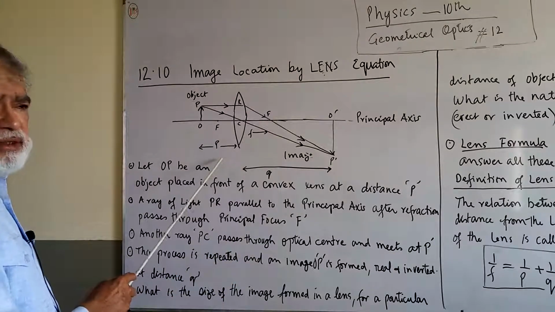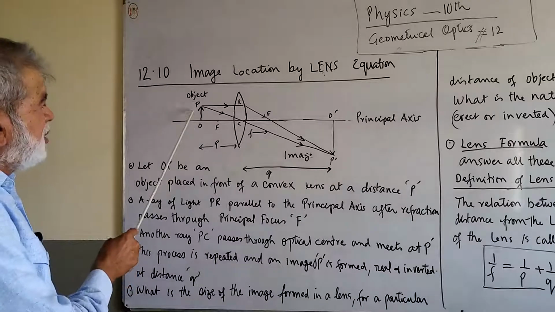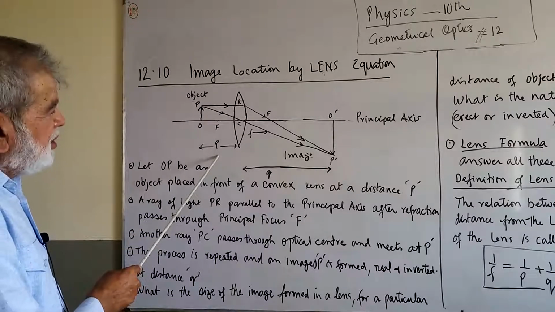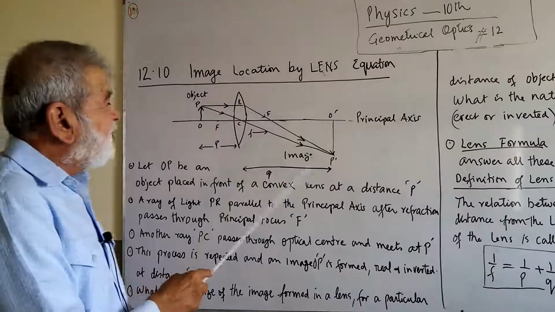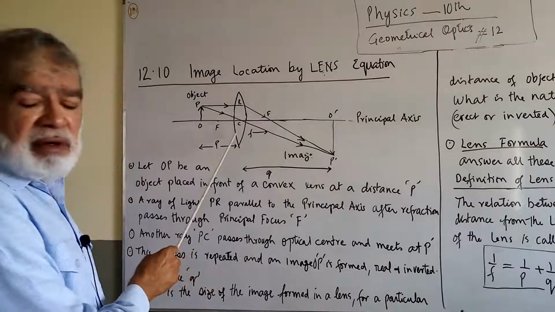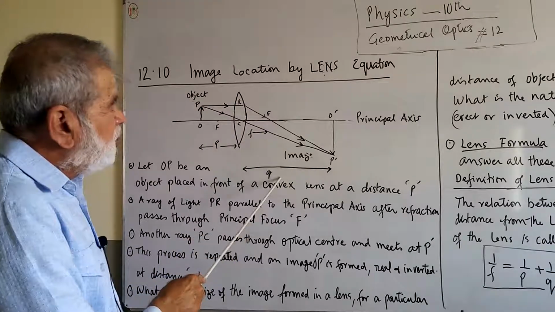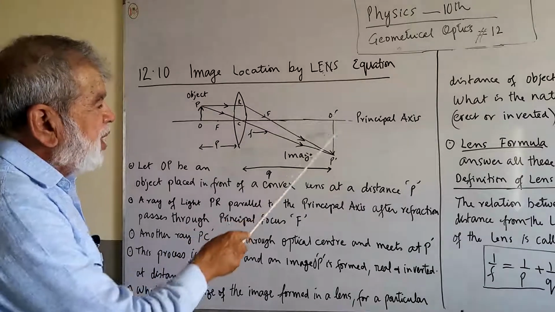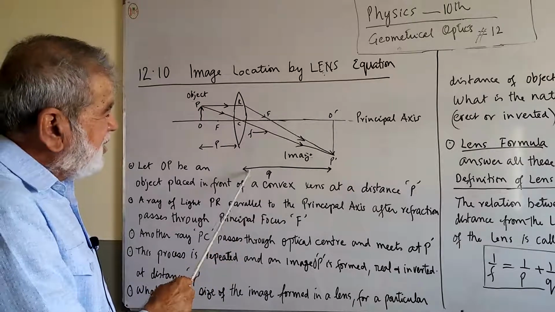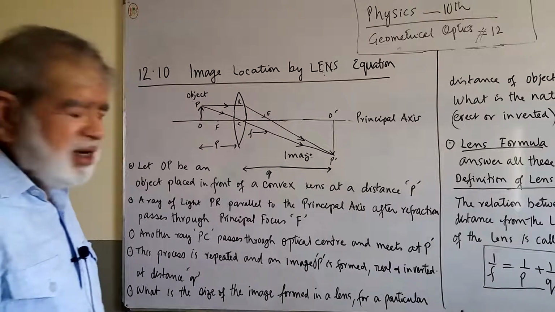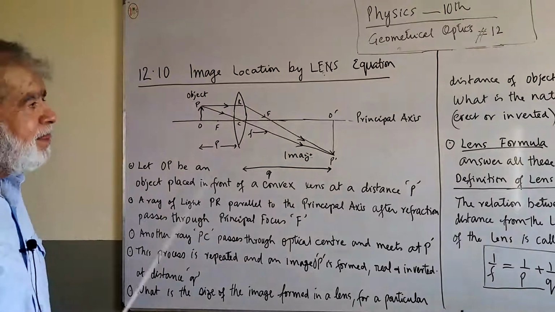The distance of the object OP from the convex lens is P. The distance of the image from the lens is Q. The image is O dash P dash and the distance is Q. F is the focal length of the lens.